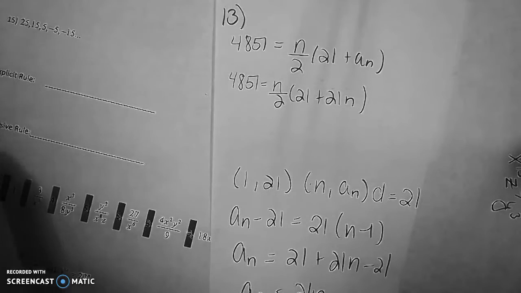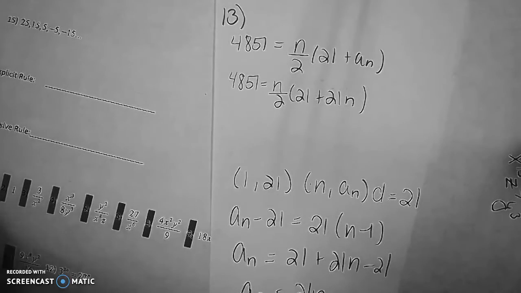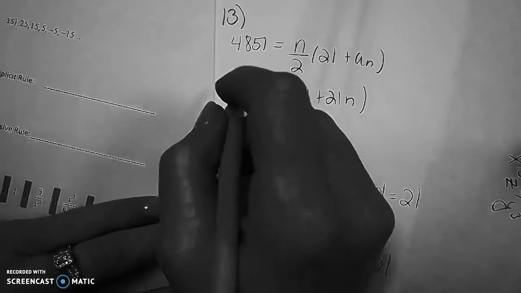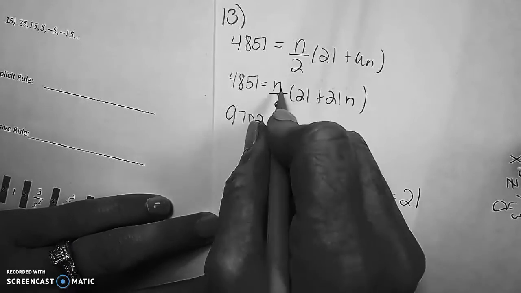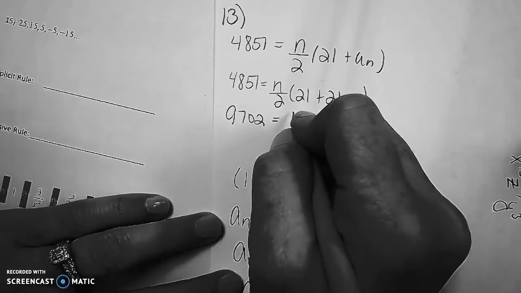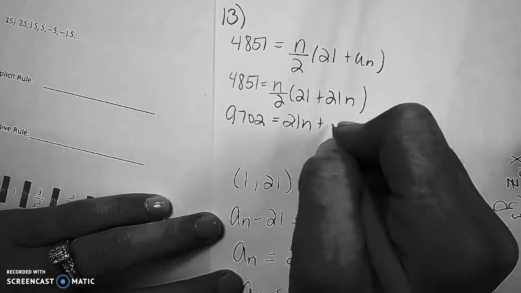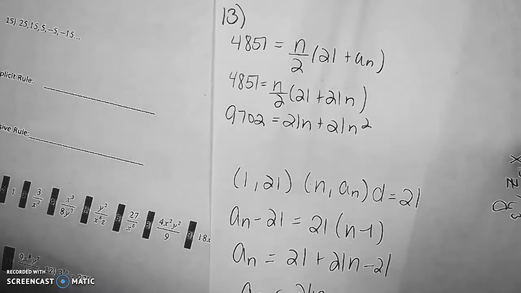I did have someone ask if they could use their calculator. You probably would not have a calculator on the front section, but this problem you would have a calculator on. So I'm going to multiply by 2 because I don't like dealing with fractions. And I'm going to go ahead and distribute this n. So 21n plus 21n squared.